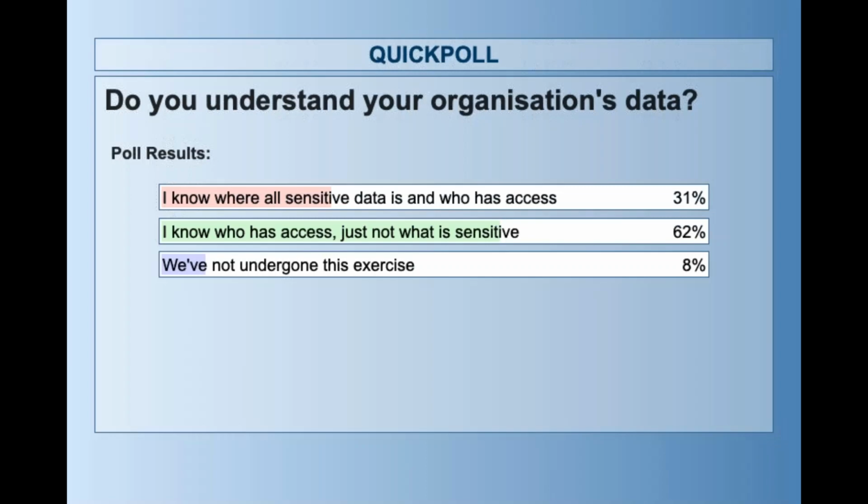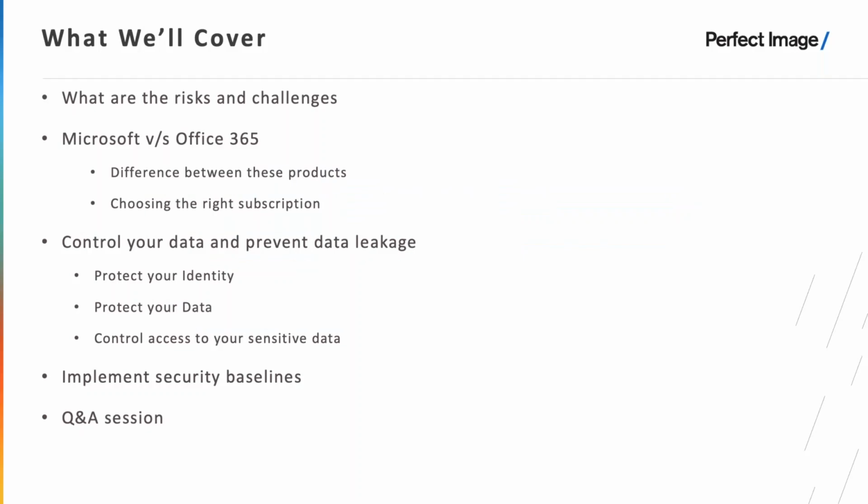A bit similar stats to last time. So 30% obviously know where sensitive their data is and who's got it. Okay, so 62% know who has access, just not what's sensitive, okay? And then I've got an exercise. Yeah, so fairly even splits. All right, we'll hide those and let's get going.